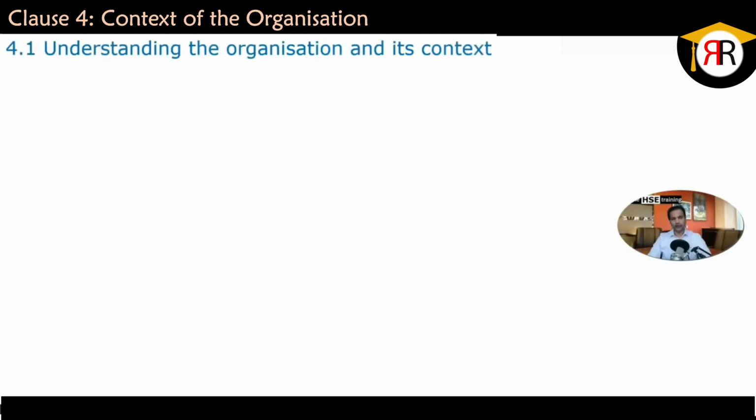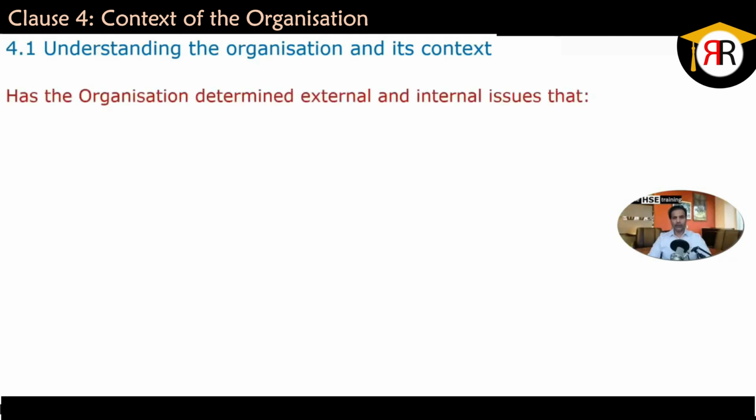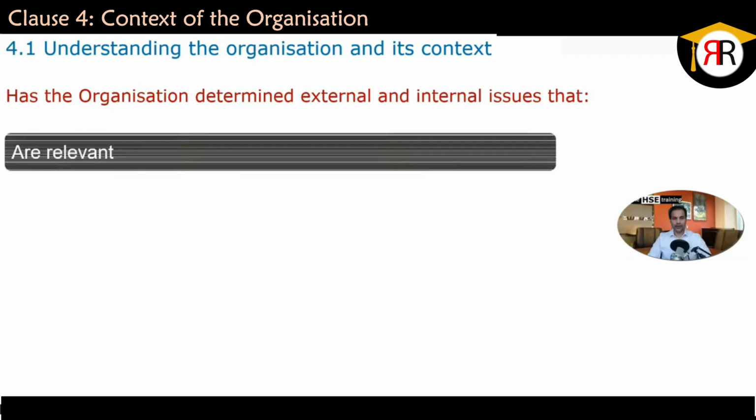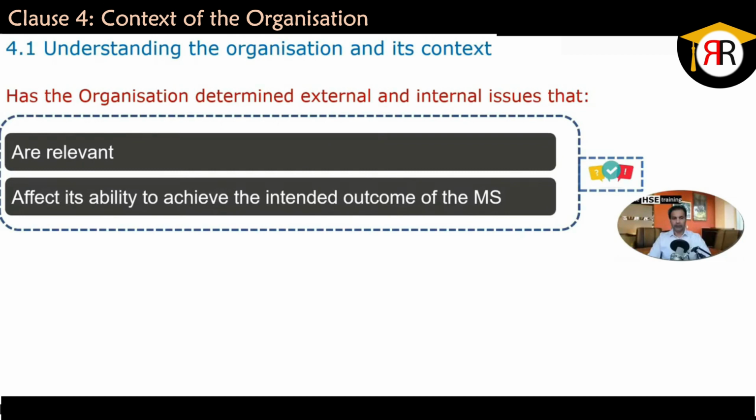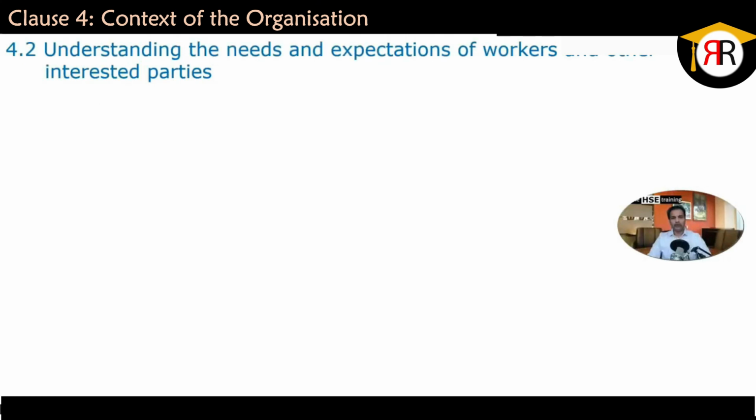Clause 4 relates to the context of the organization, and the first subclause 4.1 is about understanding the organization and its context. Has the organisation determined external and internal issues that are relevant and affect its ability to achieve the intended outcome of the management system? Subclause 4.2 is about understanding the needs and expectations of workers and other interested parties.